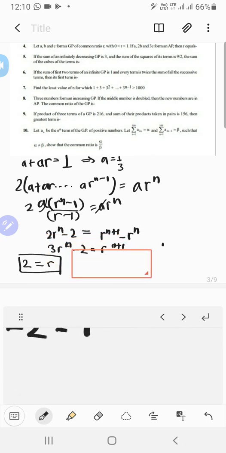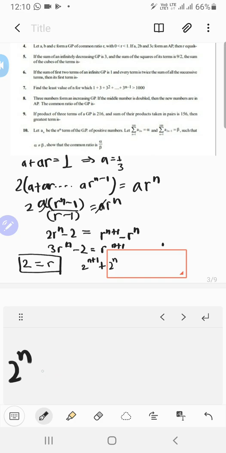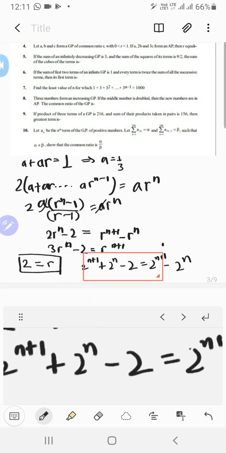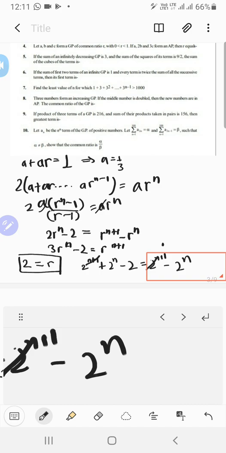So if you put 3 times 2 to the n, you get 2 to the n plus 1 plus 2 to the n minus 2 is equal to 2 to the n plus 1 minus 2 to the n. So this cancels. So that would mean that 2 to the n plus 1 is equal to 2. Wait, no, something is, okay, whatever, just move on. Okay.